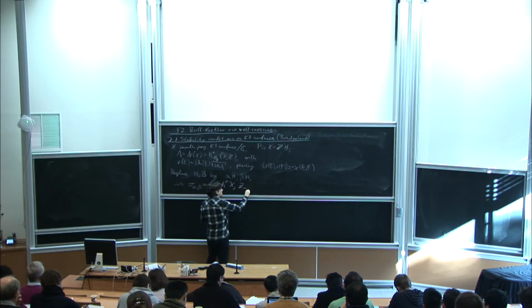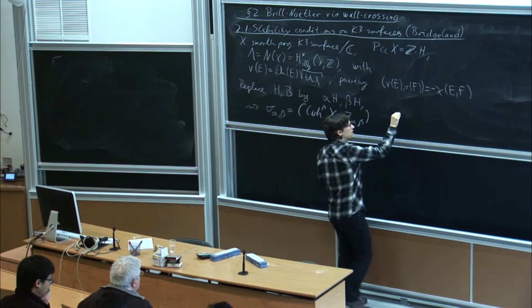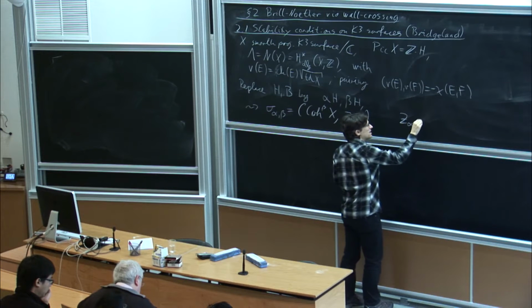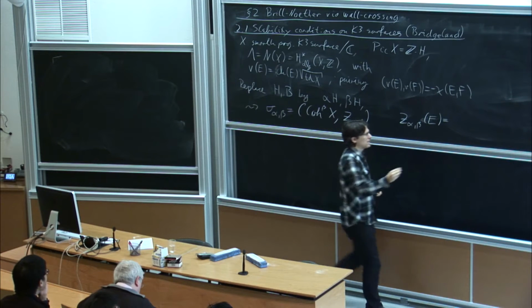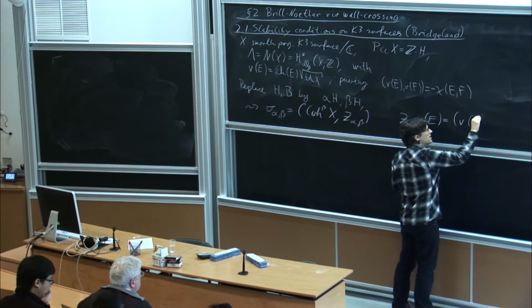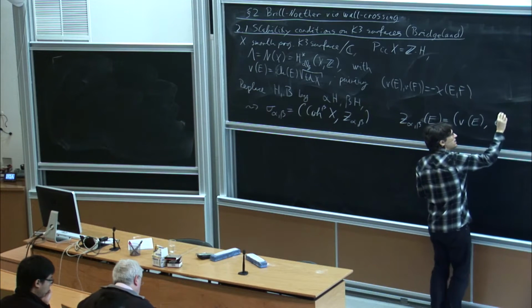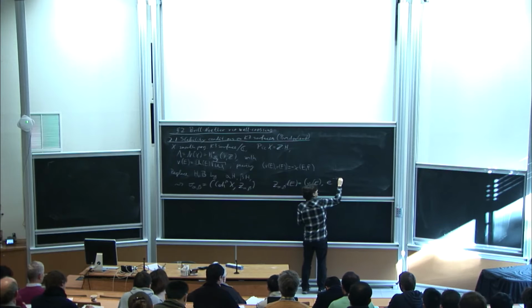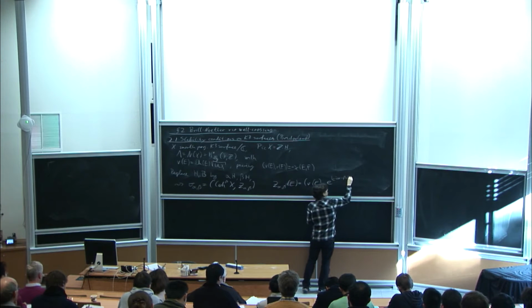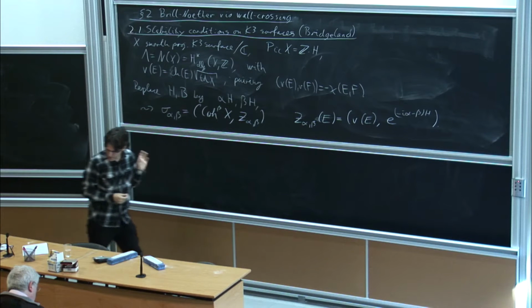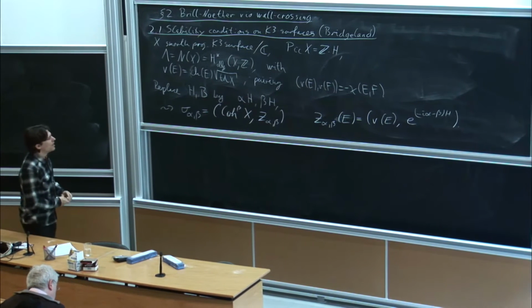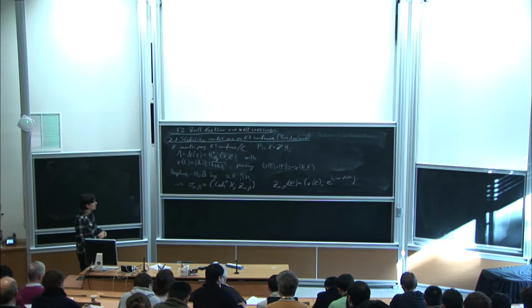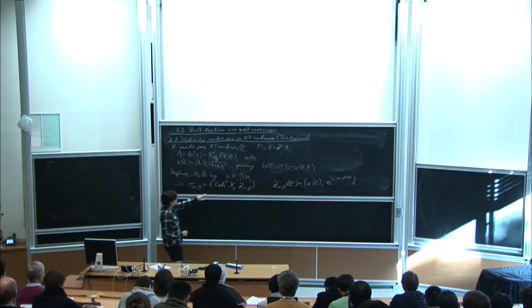And Z alpha beta is now slightly different, so let me write down the notation here. This is Z alpha beta of E. With this Mukai pairing, it's actually more natural to write it as this: I pair v(E) with e to the minus i alpha minus beta times H. And this is almost the same formula as yesterday. It gives a little bit more freedom. We replace H and B by alpha H and beta H.